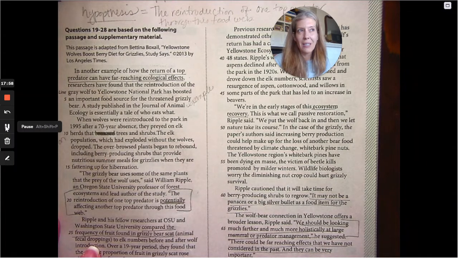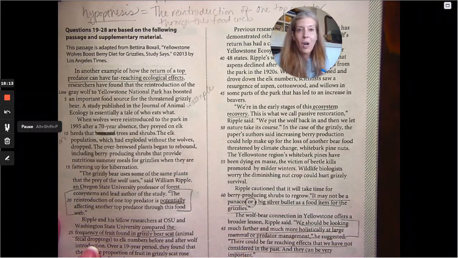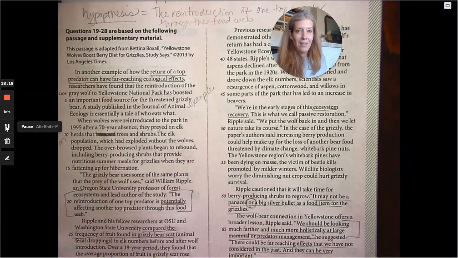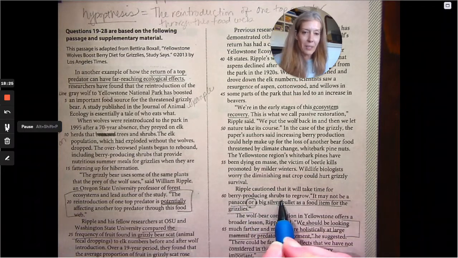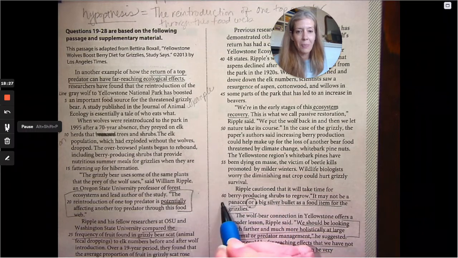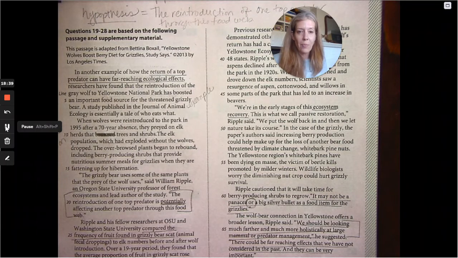A panacea is a cure. I don't often use big silver bullet, or I don't hear it often, so I'm not 100% sure, but because of the word or, when I'm trying to figure out a word using context clues, an or are the words that mean this and this mean the same thing. So panacea means big silver bullet, and big silver bullet means panacea. And I know a panacea is like an aspirin that fixes stuff. And it seems to work in the context. So Ripple cautioned that it will take time for berry-producing shrubs to regrow.